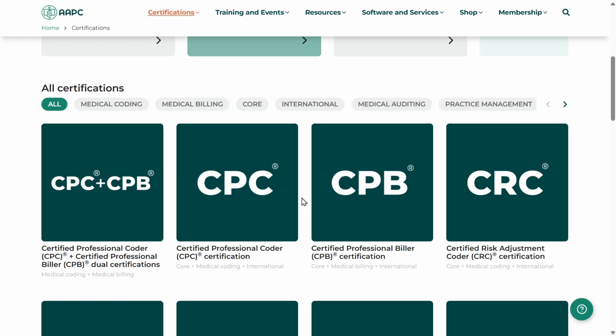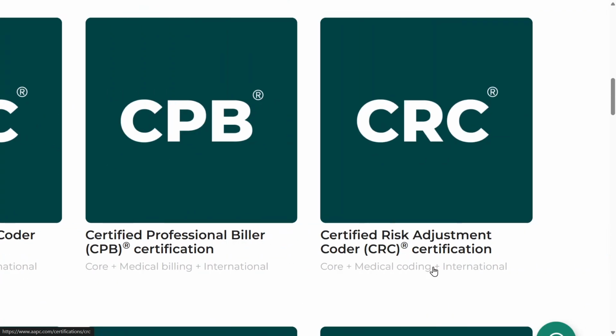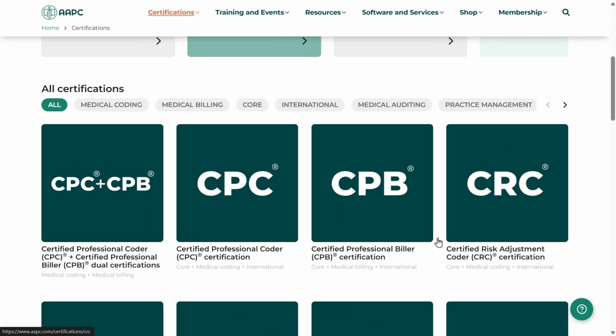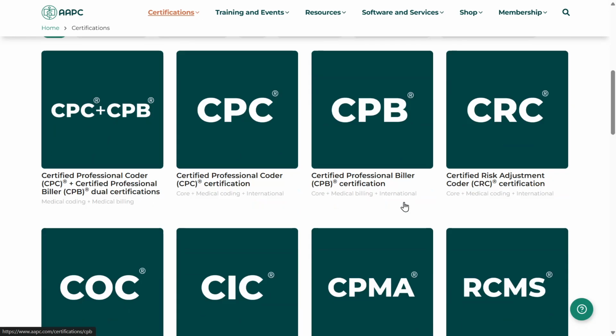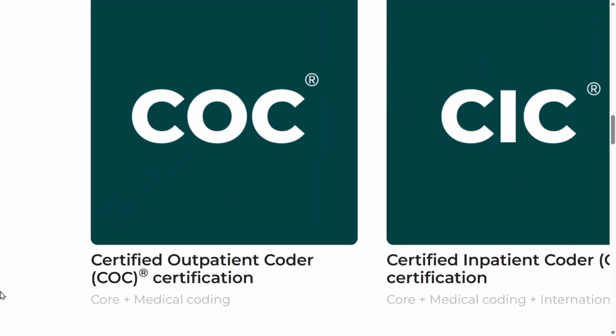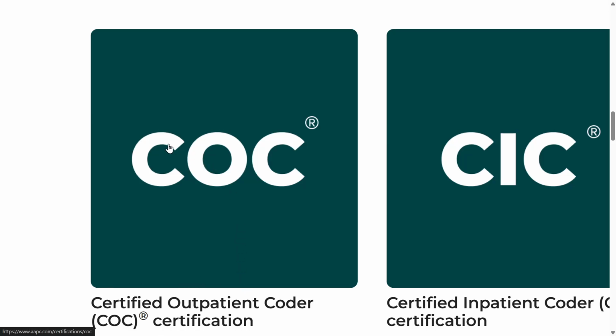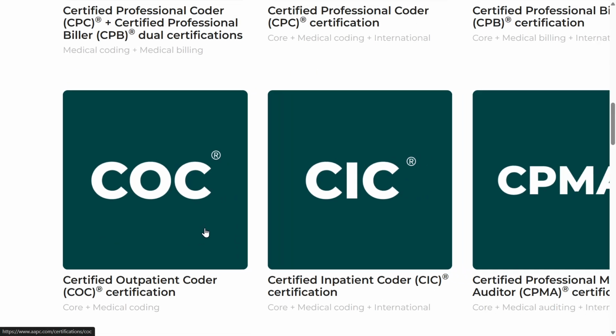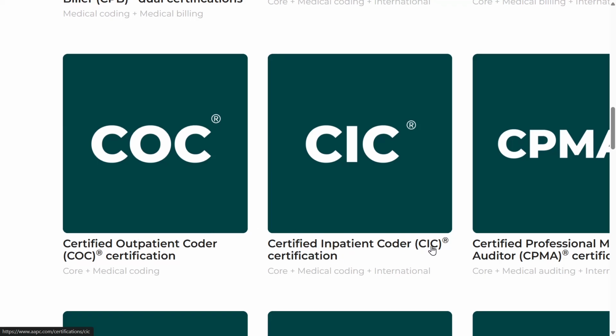Okay, now there are a lot of other certifications that AAPC conducts, such as CPB, it is for medical billing, so this is Certified Professional Biller. Then there is CRC, it is for Certified Risk Adjustment Coding, so this is for HCC coding only. Then COC, it is for Certified Outpatient, means only for outpatient coding. CIC is for only inpatient coding.